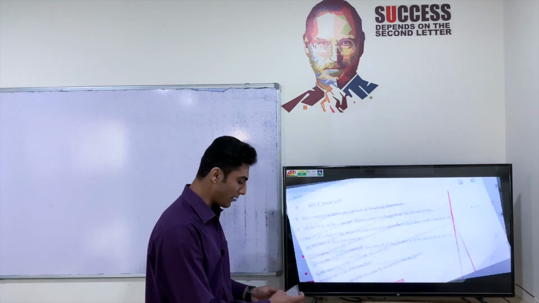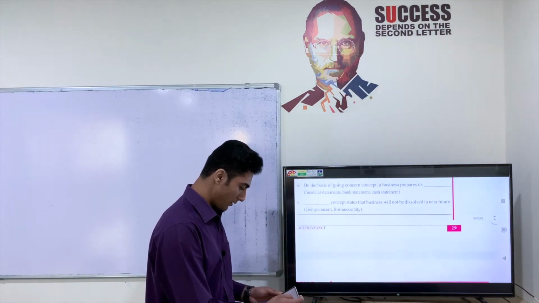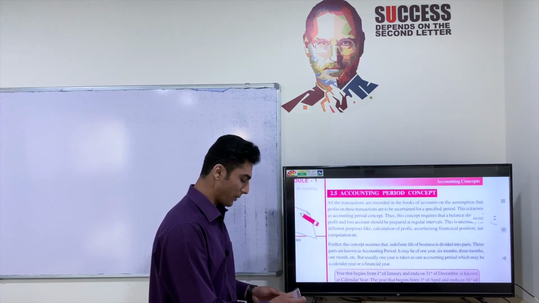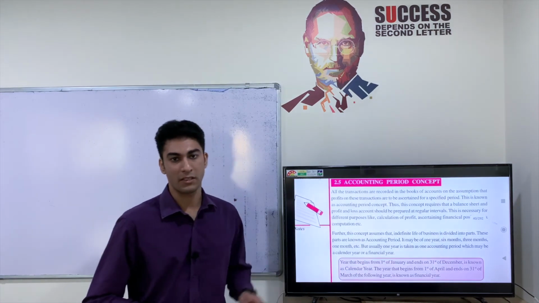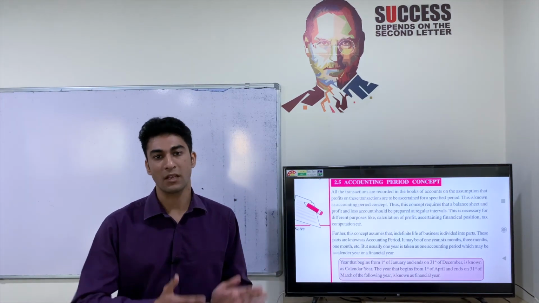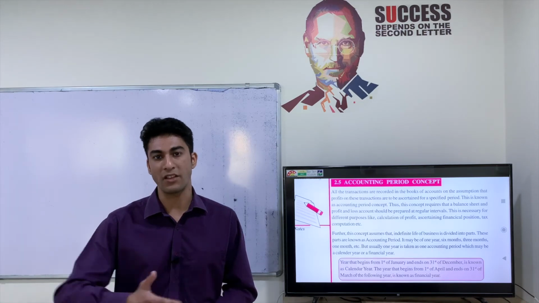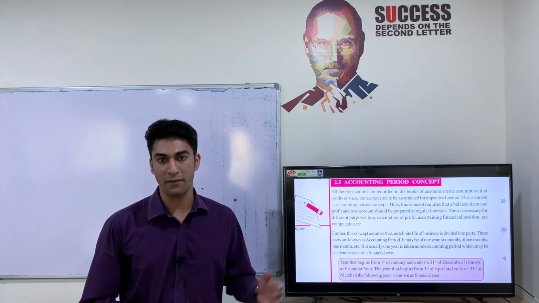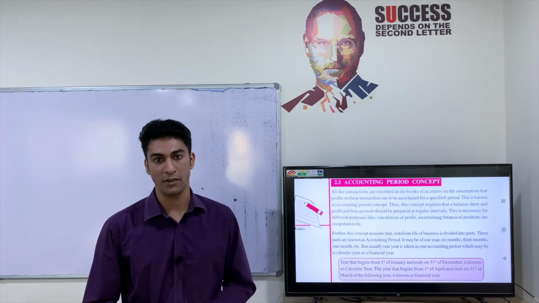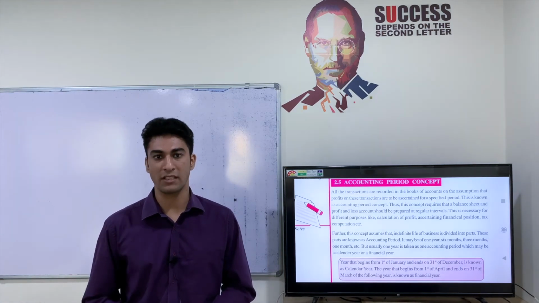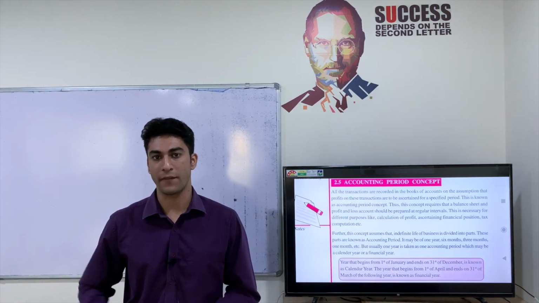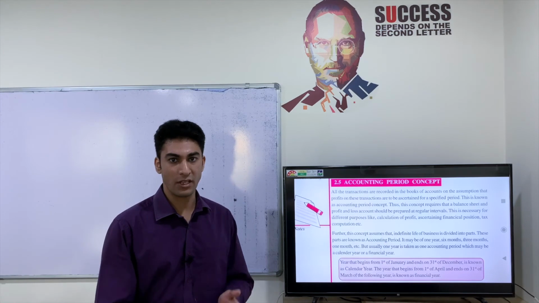Now let us discuss the next concept, the accounting period concept. Accounting period concept is nothing but simply we keep some accounting period. For example, a financial year is being followed. Every business follows a financial year. In India, most of the companies are following April 1 to 31st March. This is the financial year. So this is the accounting period.